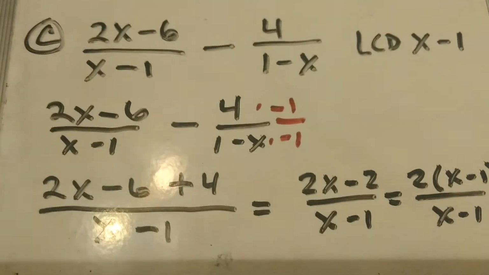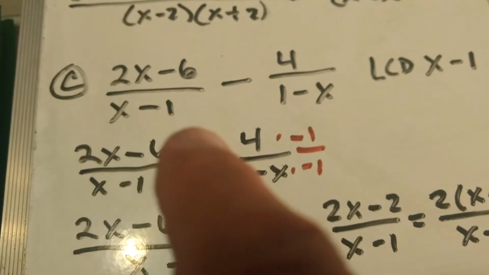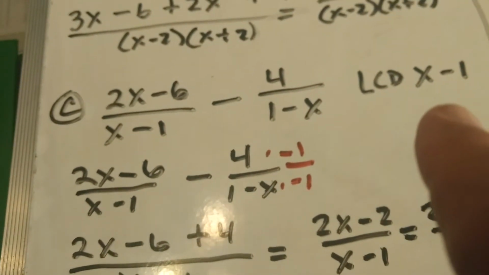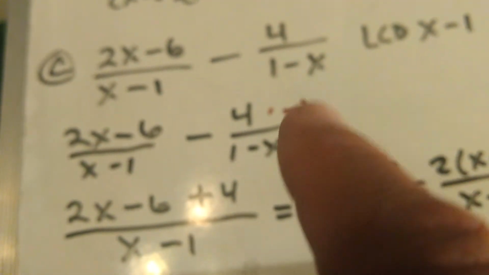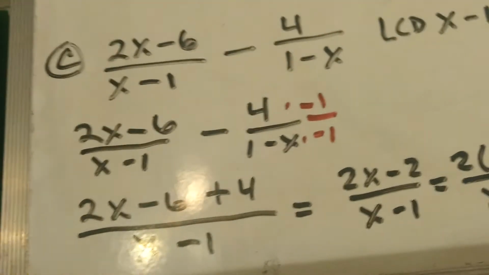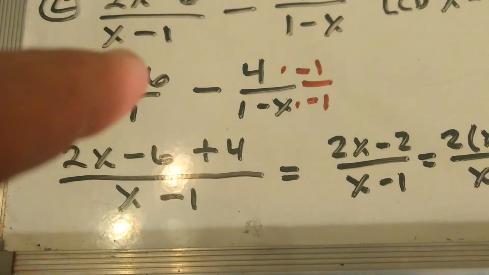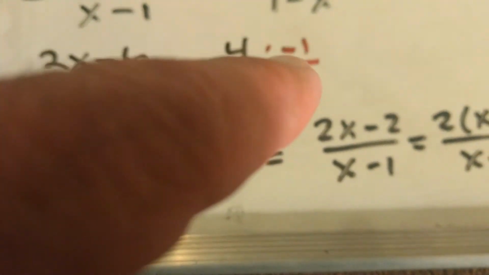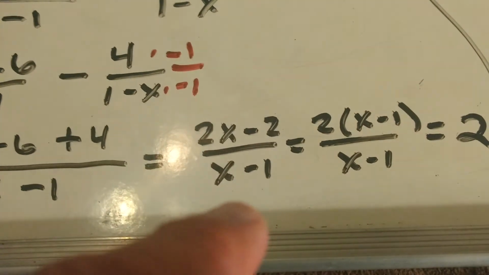On to letter C. We've got 2x minus 6 over x minus 1 minus 4 over 1 minus x. Least common denominator, x minus 1. Which means we're going to take this 1 minus x and multiply by a negative 1. When we do that, we get x minus 1 on the bottom. 2x drops, minus 6 drops because we didn't have to do anything to change this. This becomes a minus 4 times a minus 1, which is a plus 4. That's going to give us 2x minus 2 over x minus 1.